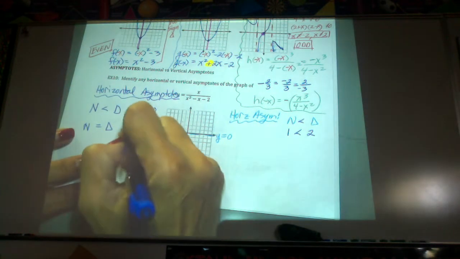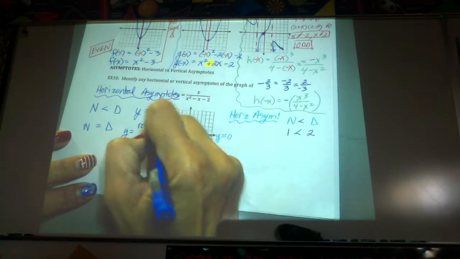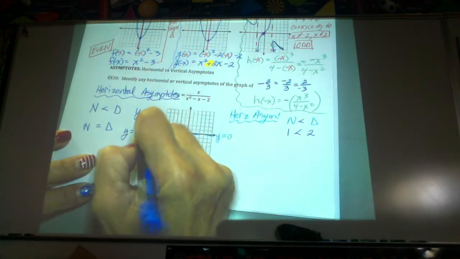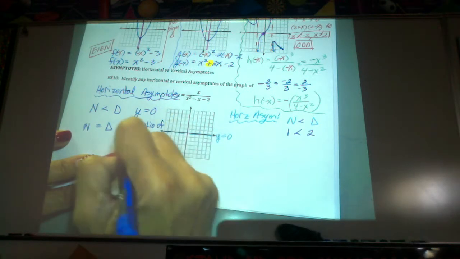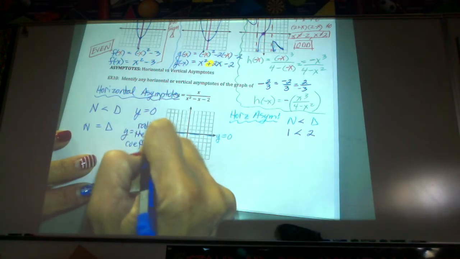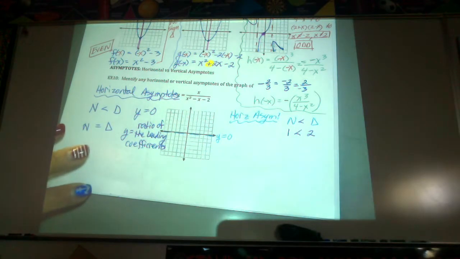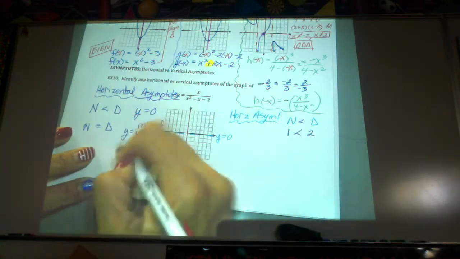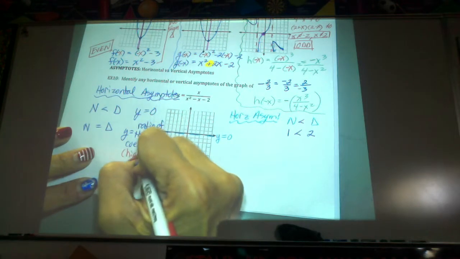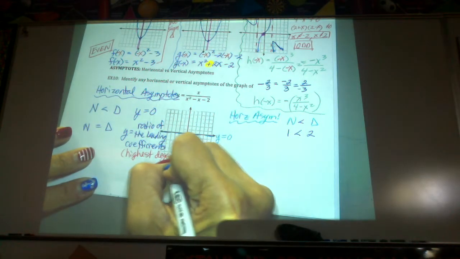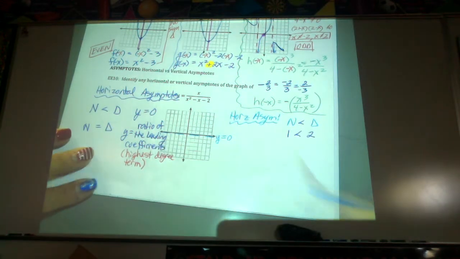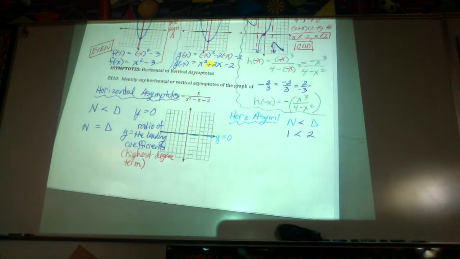And in that case, it's still y equals, but you are going to take the ratio of the leading coefficients. What I mean by the ratio of the leading coefficients would be the highest degree term. It's not the first term in the polynomial, it's the term that we determine the degree from. You will take the ratio of those coefficients. And so I'll show you some examples here in a minute of what that looks like. And you've got several problems in your homework that do that.